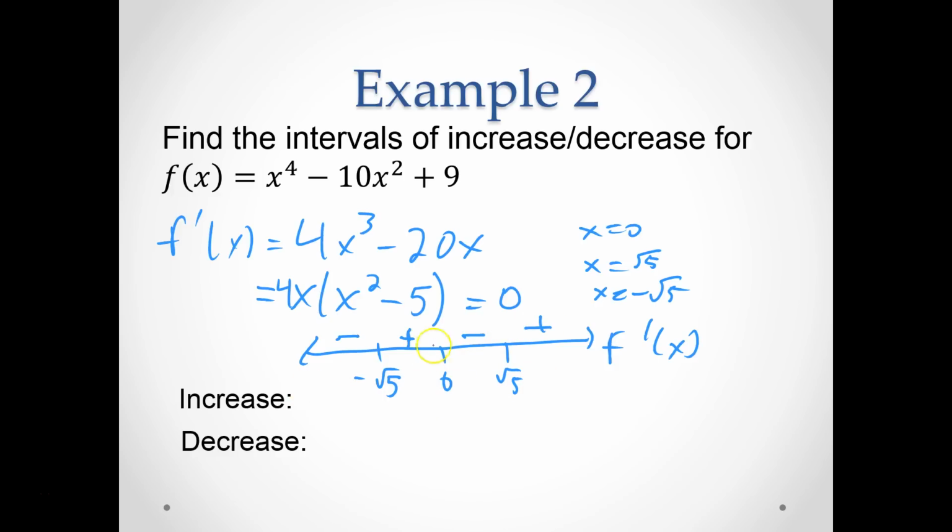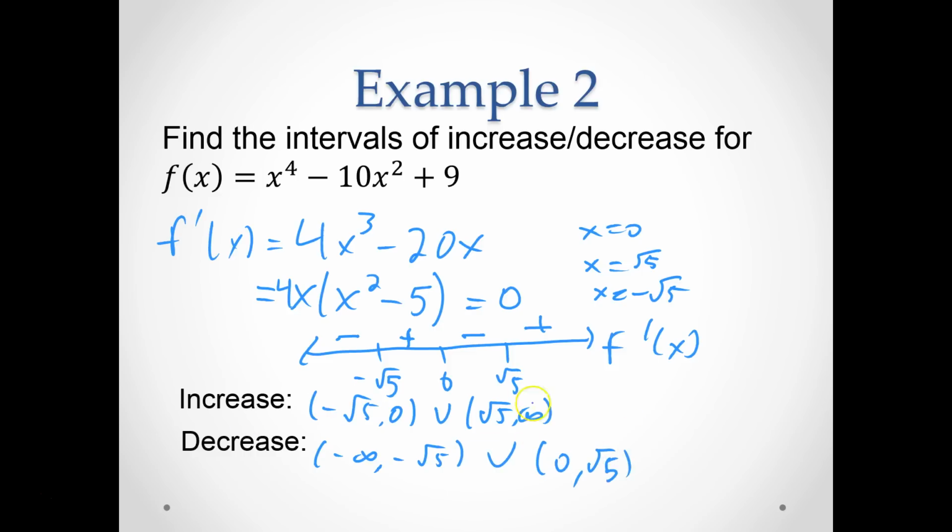So we are increasing on negative root 5 to 0. We're also increasing on root 5 up to infinity. We are decreasing on negative infinity to negative root 5, and also from 0 to positive root 5. And we see that because this is where f prime of x is greater than 0. This is where f prime of x is less than 0. And we saw that by testing our values between the critical points on our function.